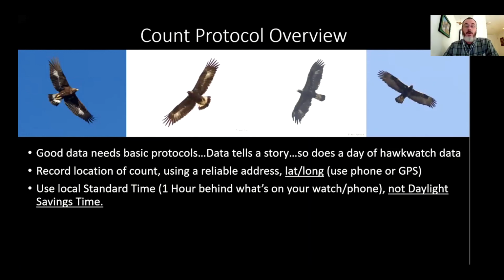We're going to be using what we call local standard time. So that's 1 hour behind what is on your watch or phone right now if you look at it, right? We generally right now are operating on daylight savings time, unless you are in one of these far-flung provinces up north that isn't observing daylight savings time. Most of us here in Ontario certainly are. So for hawkwatch data, though, we use standard time, and that's because we're collecting data over a time span that includes the before and after when daylight savings time ends. So we're using local standard time, and that's 1 hour behind what's on your watch or phone.